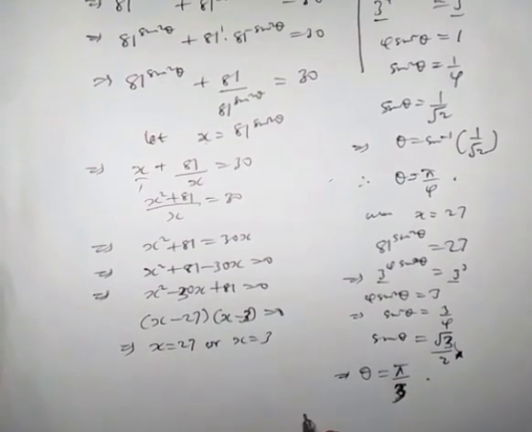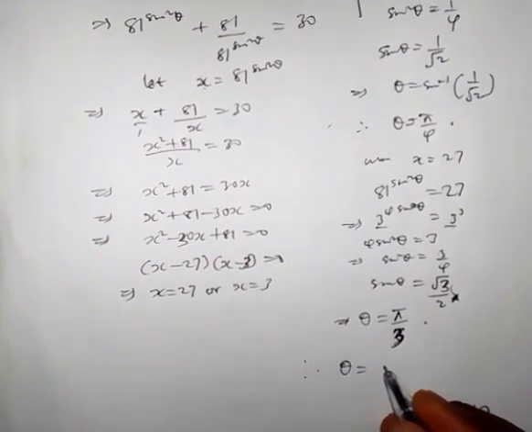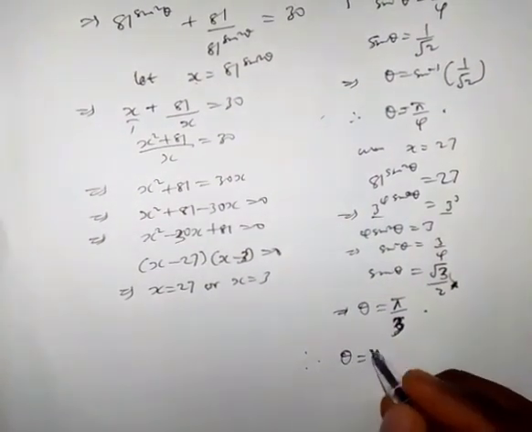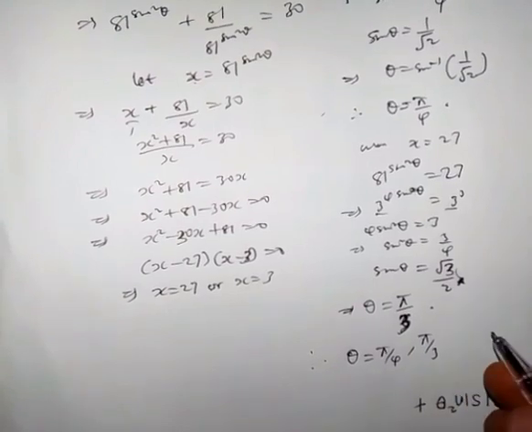So we can now claim that the value of theta is pi over 6 comma pi over 3. So that is the value of theta.